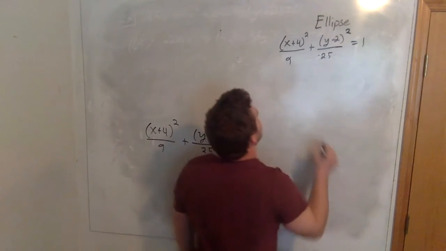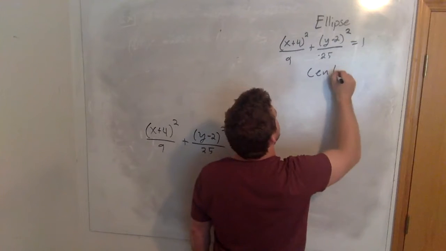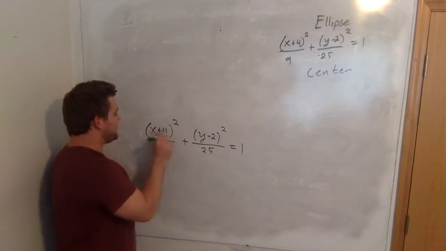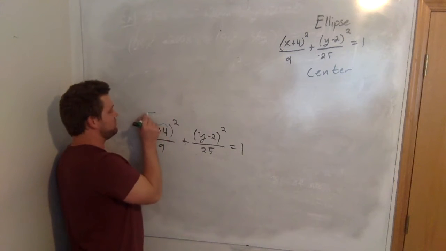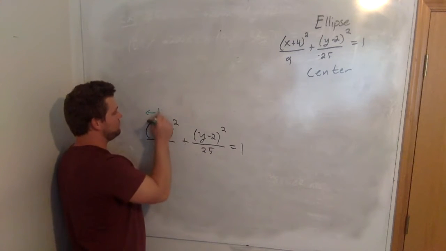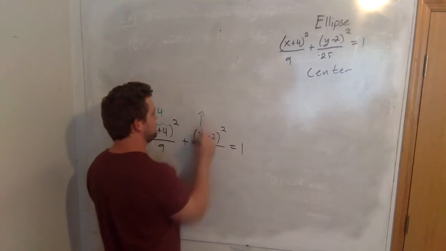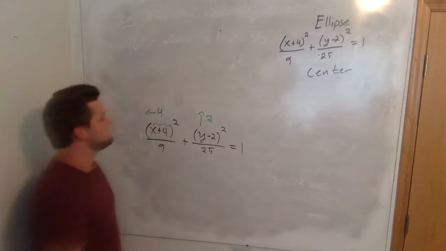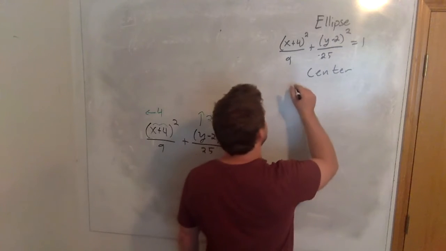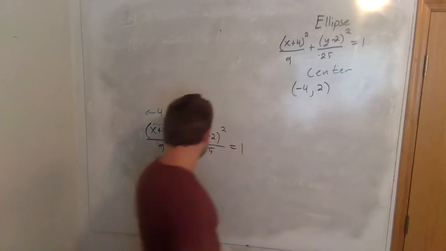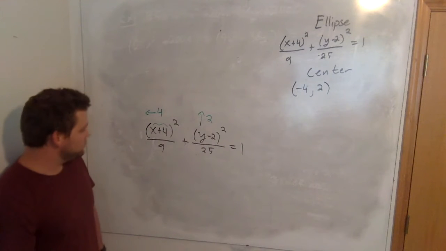Okay, let's figure out its center. We're adding 4 to the x, so that's going to shift the ellipse left 4 units. We're subtracting 2 from the y, so that shifts the graph up 2 units. So our center will now be at -4, 2. All right, what else do we need to know?